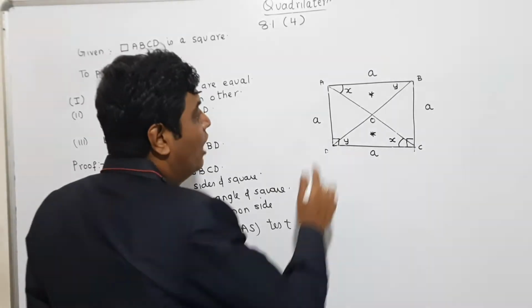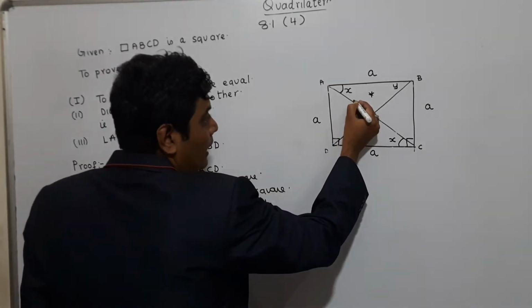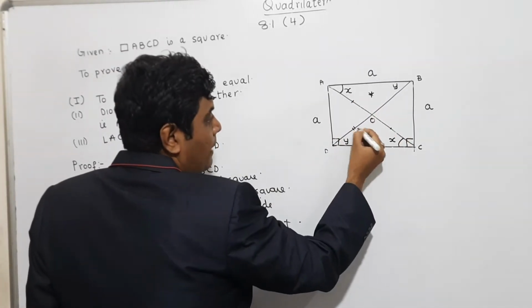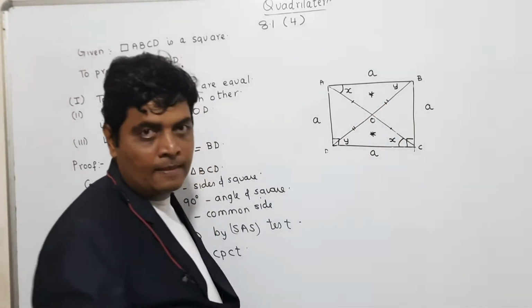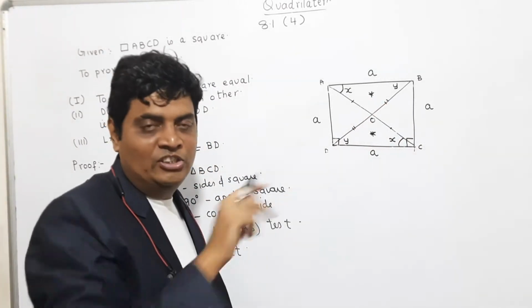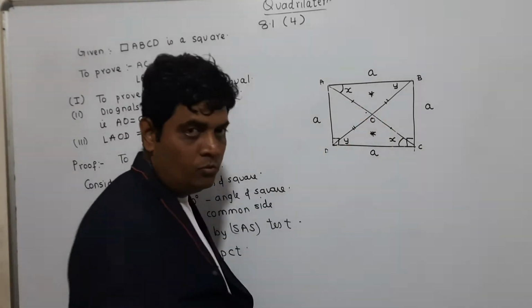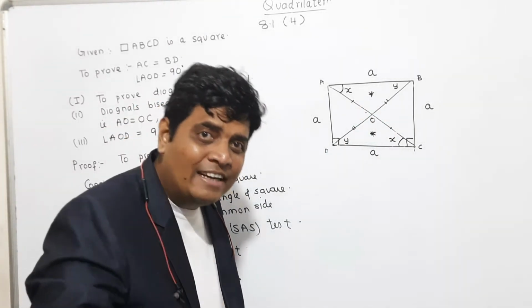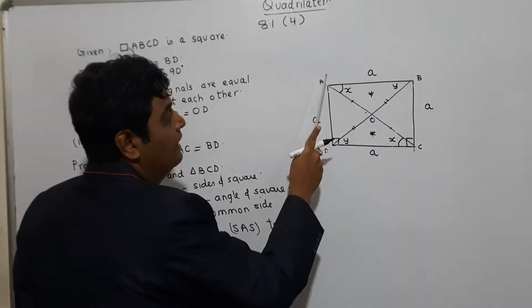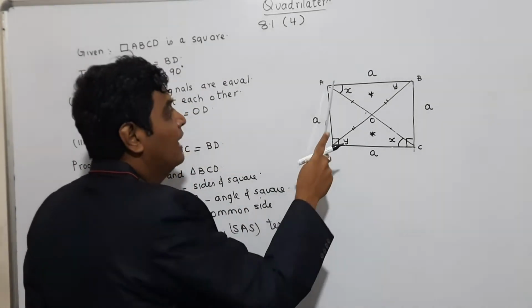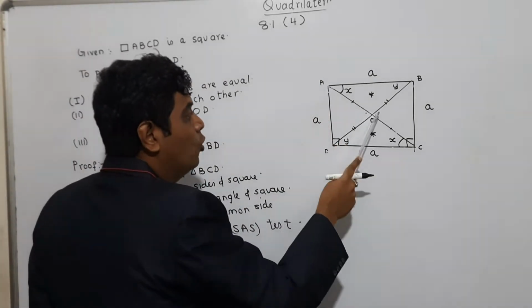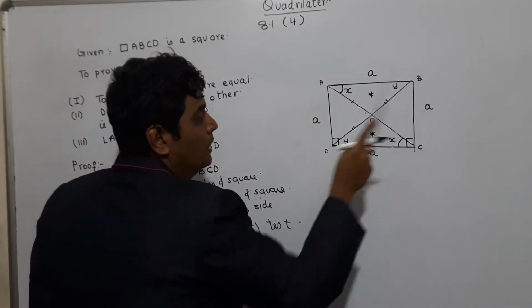So what have I proved now? This part is equal to this part and this part is equal to this part. Correct? Now third question. What is the third question? I have to prove this angle is 90 degree. So now I have to select that triangle which contains this angle, which is triangle AOD. So I will select AOD and triangle AOB.